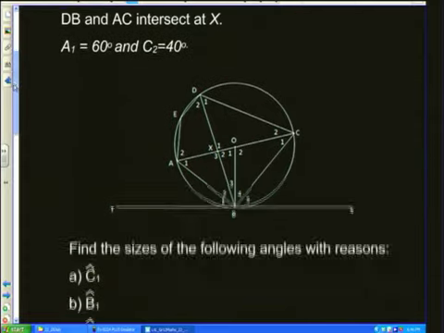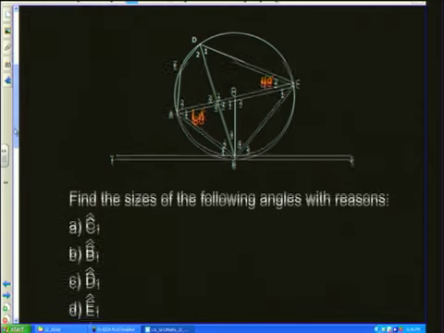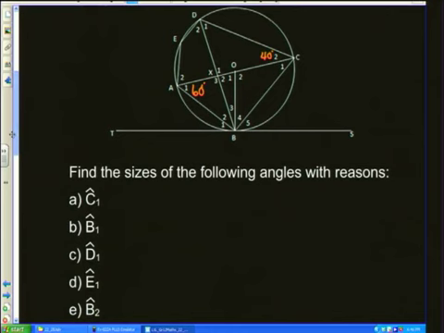Then we were given that angle A1 is 60 degrees, so we've got 60 degrees over there, and C2 is 40 degrees over there. They've asked us for all the different angles, and we have to find their sizes with reasons. So let's have a look at the first one. Let's make that green. Angle C1, we're looking for this one over here. How are we going to find that? Obviously, we have to turn to the angles that we do have, which are 60 and 40.